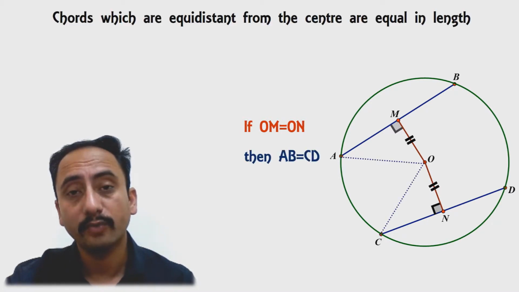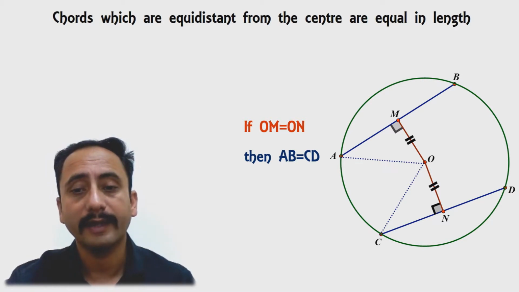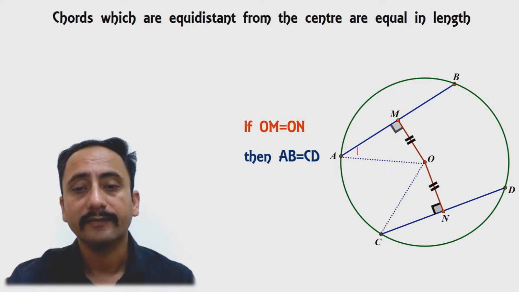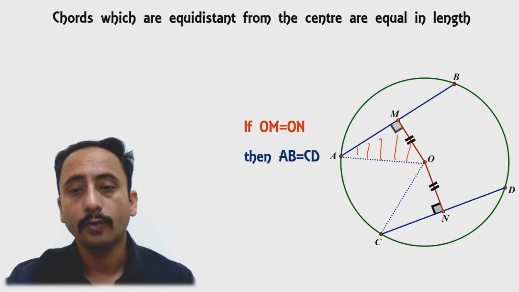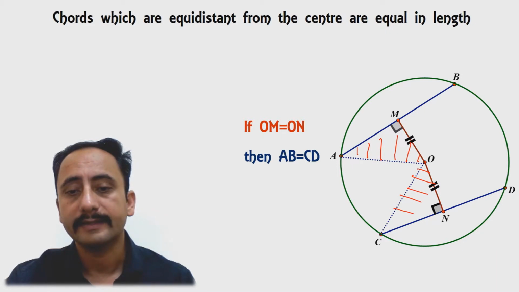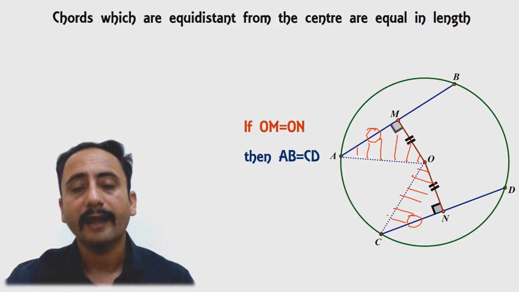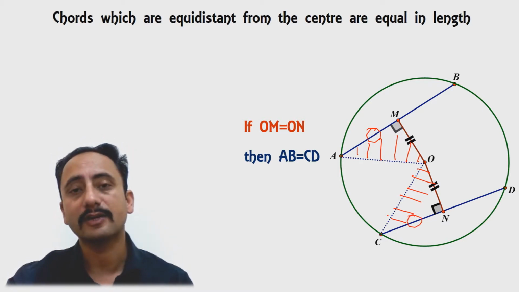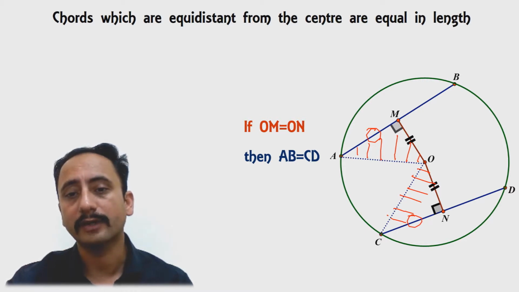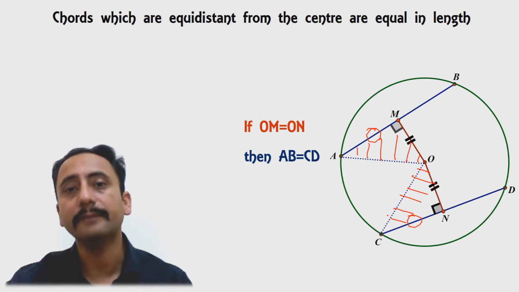Now how can we prove it? We can easily prove it by joining OA and OC and proving that triangle OMA is congruent to triangle ONC, and from CPCT we can prove that AM is equal to CN. If AM and CN are equal, their twice will also be equal, means AB and CD will be equal.